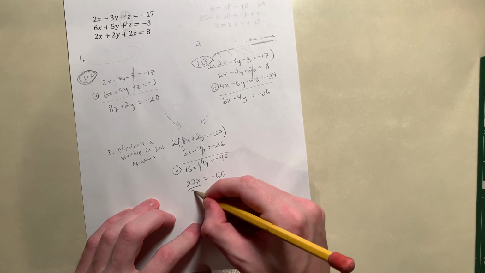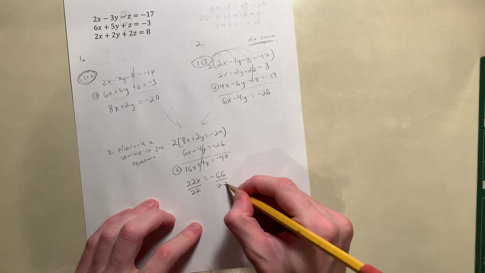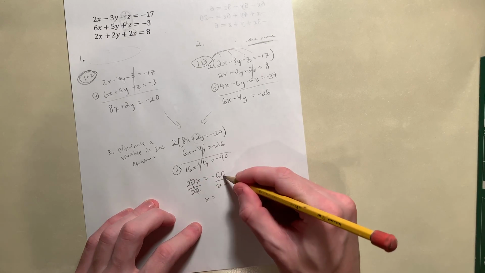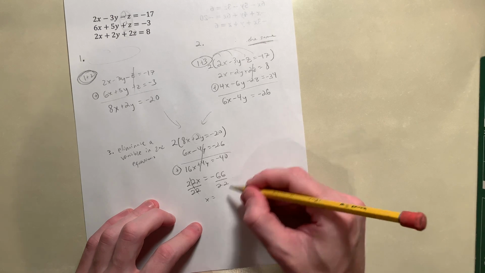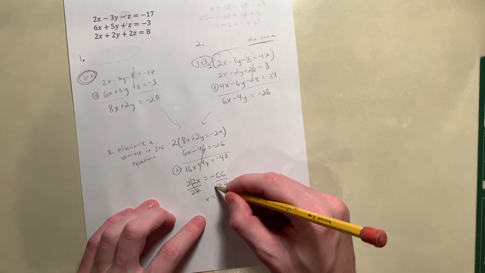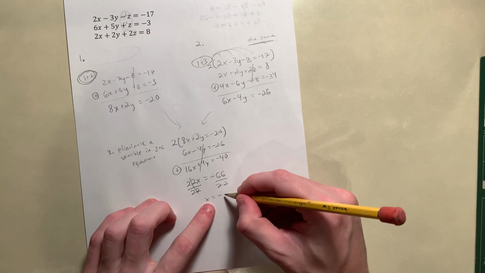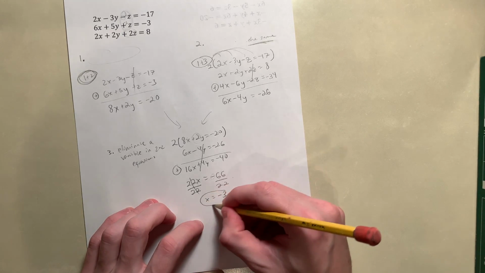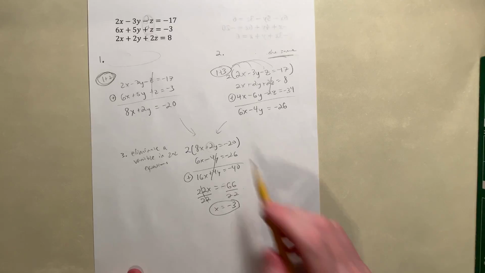Looks like we're going to get a nice whole number here, so let's divide by the 22. And I get x is equal to, 22, 44, 66 goes in 3 times, and I have a negative over a positive, so that's going to give me a negative. So that's a negative 3. So I have one variable. So that's going to be my 3 steps.